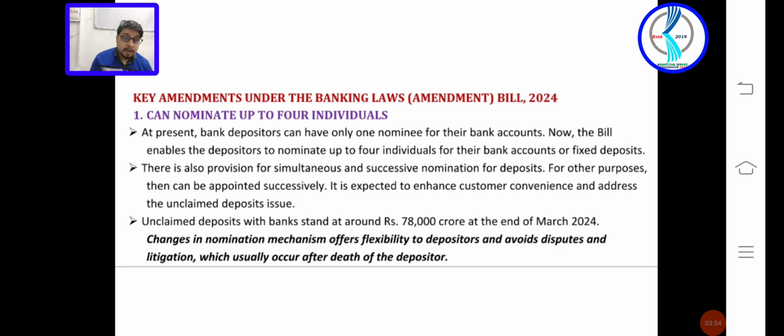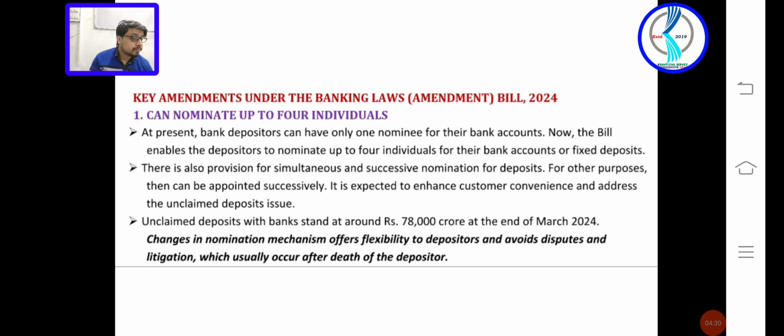In a locker account, whatever you have, like gold or money, you can keep in the locker, and for that you will get a key. That is a locker account. The bank will take some charges for that, because banks present themselves as a custodian, and for that you have to give some extra amount. So whether it is a simple account or a locker account, there is only the concept of one nominee.